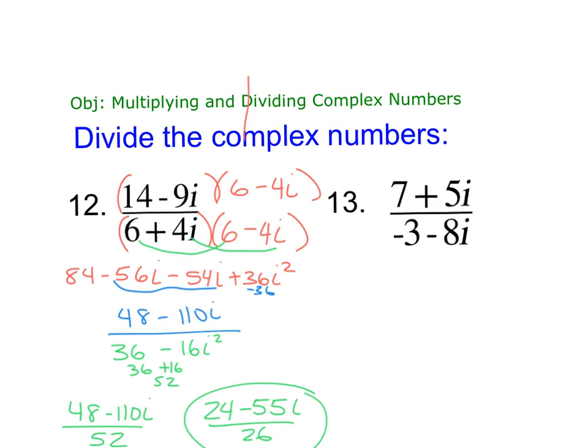All right. So what is the conjugate of the denominator? It's -3 plus 8i. Leave the 3 negative? The 3 doesn't change. Okay, pause the video and try this one on your own.